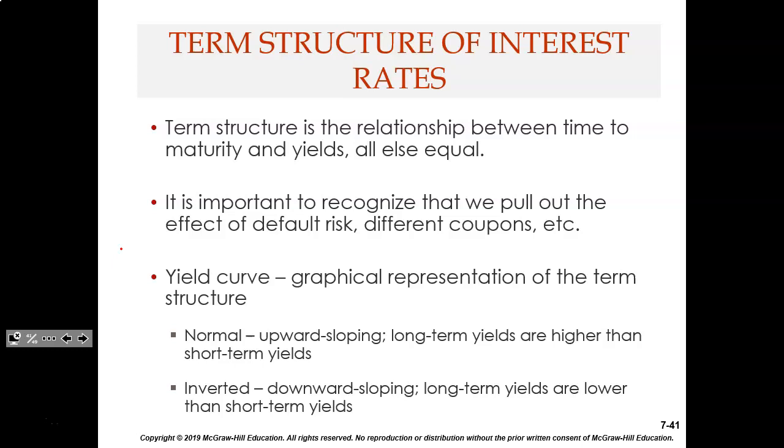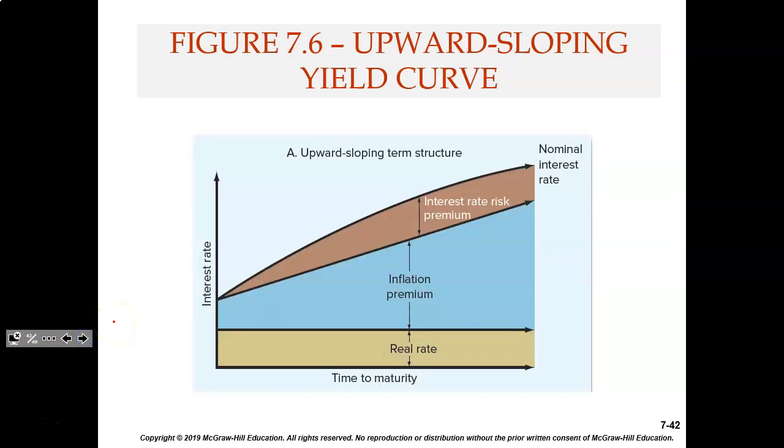Our yield curve is a graphical representation of the term structure. Our normal yield curve is upward sloping, where long-term yields are higher than short-term yields. If we have an inverted yield curve, then it slopes downward, and long-term yields are lower than our short-term yields. So let's take a look at what that means.